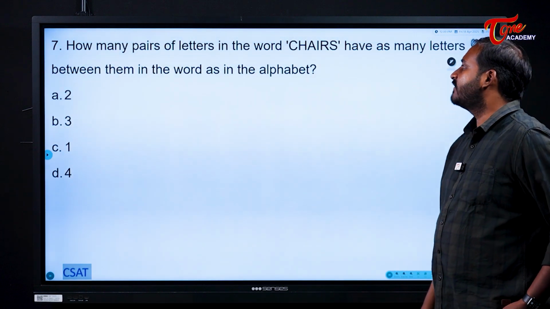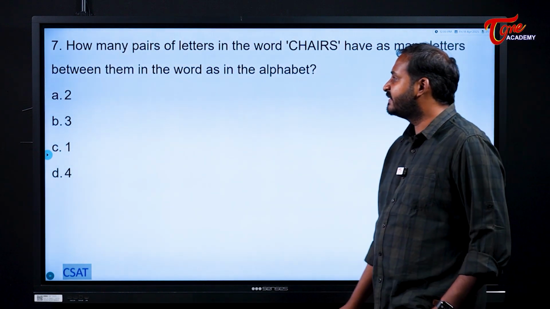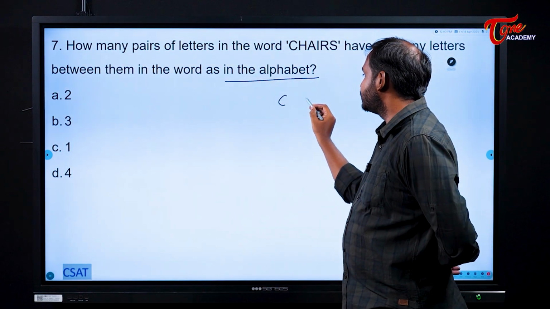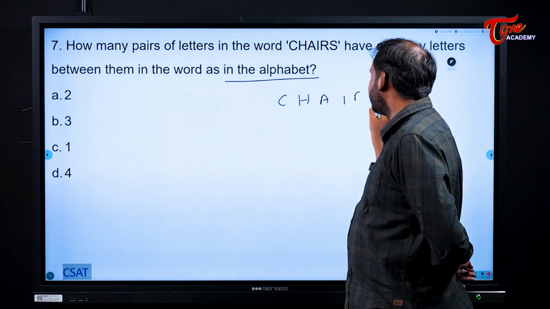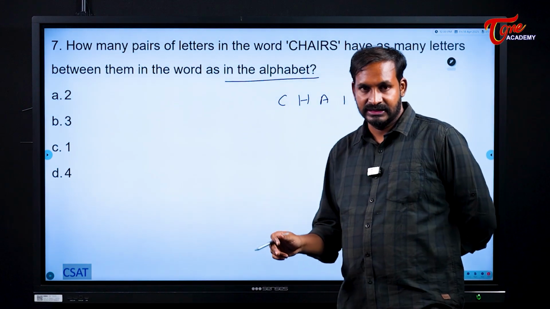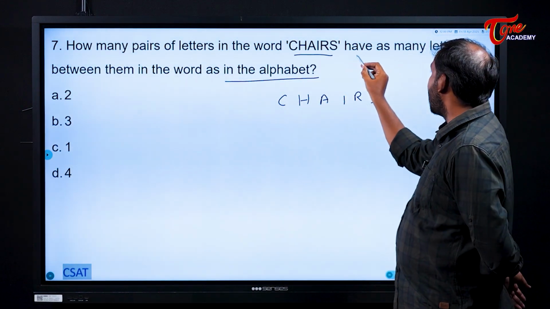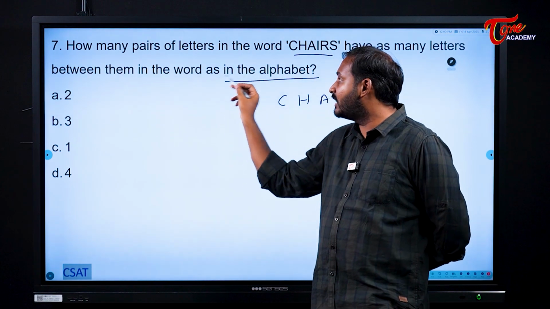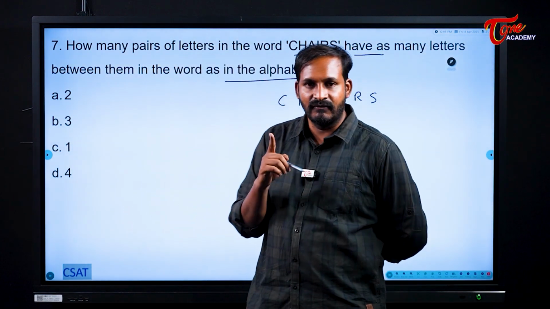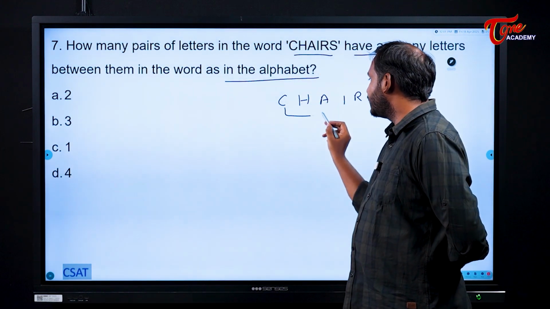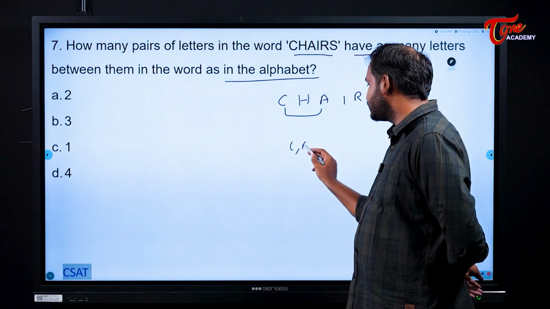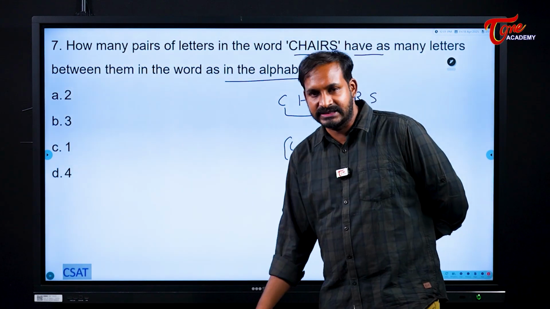Next, how many pairs of letters in the word CHAIRS have as many letters between them in the word as in the alphabet? Okay, now see here, C, H, A, I, R, S. First of all, we should understand the question. What is the question actually here? Actually, in the alphabet, how many letters will be there between A and C, students? One letter, right? In this case also, between A and C, how many letters are there? Only one letter. So this is one pair. Okay, C and A is one pair. Like this, we need to count how many pairs there are.